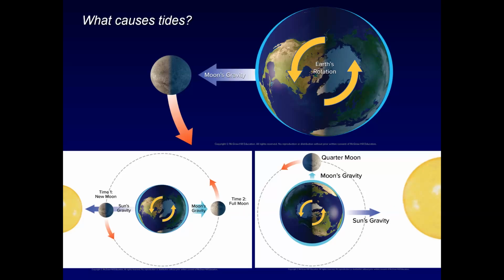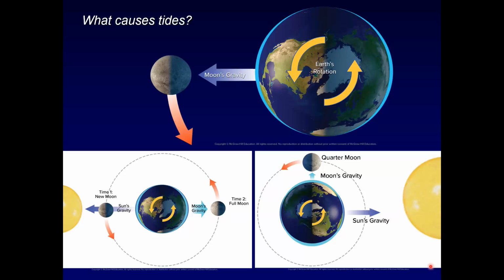Now the moon orbits the Earth every 29 days. We've got mounds of water, but not water itself, staying aligned with the moon as the Earth rotates. And the Earth is rotating, say, beneath the mound of water. The mound is on the opposite side because the Earth is closer to and pulled more by the moon.